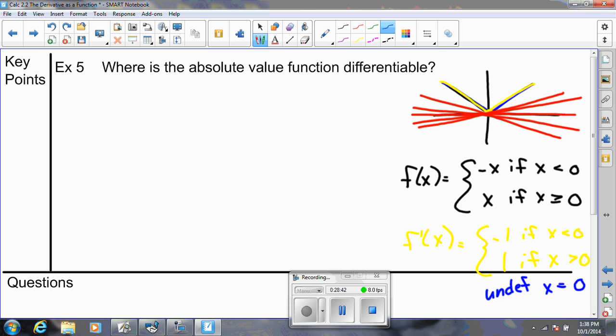So where is the absolute value function differentiable? It's differentiable where the derivative makes sense. It does not make sense at 0, so this is differentiable on all the real numbers except at x equals 0.